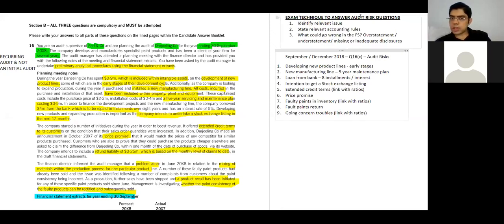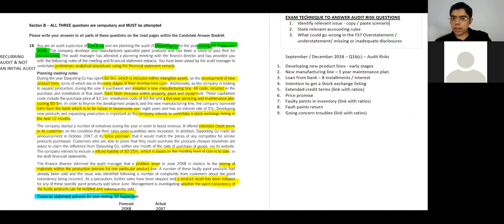The exam technique to answer audit risk questions is very simple, is very easy. Let me take you through the exam technique, and then we would apply it to all these 9 points. Number 1, identify the relevant issue. Identifying relevant issue means just copy paste from scenario. Whatever relevant issue you see in the scenario, just copy paste it on your answer script.